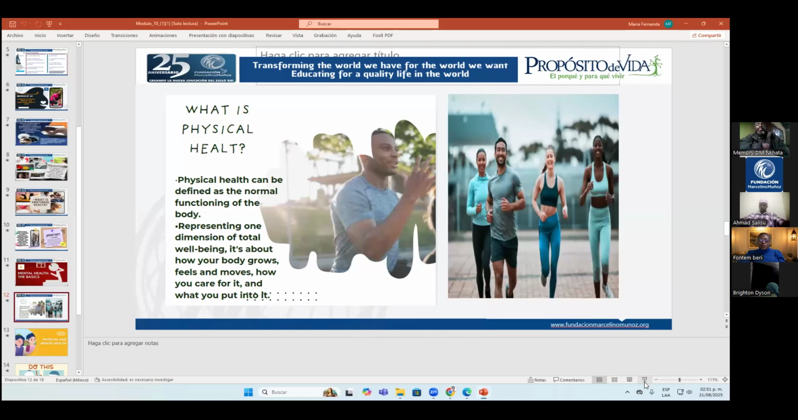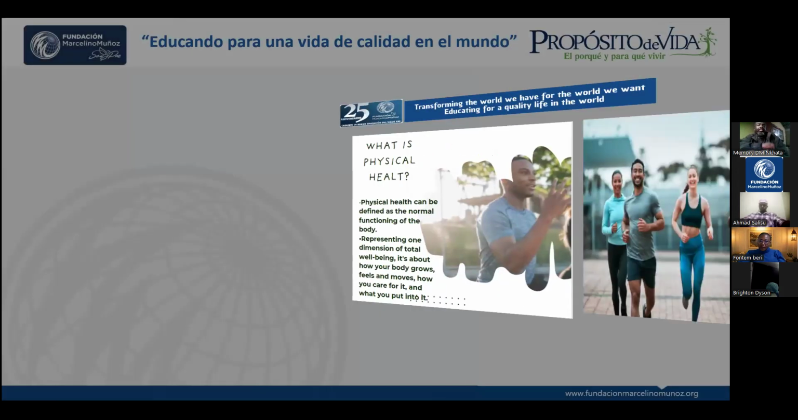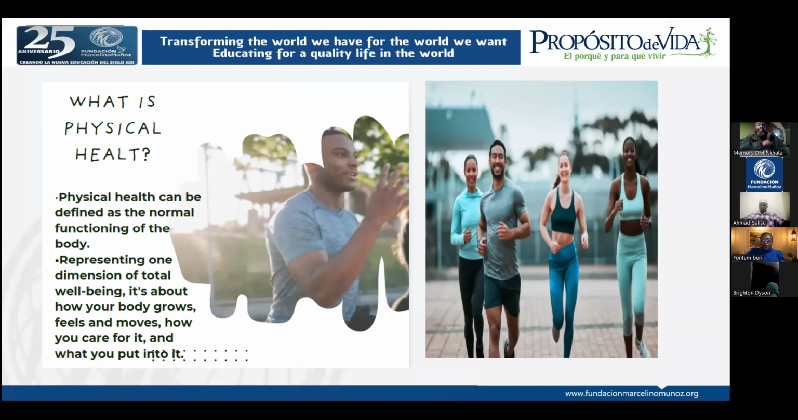Now, what is physical health? I'll read it. Physical health can be defined as the normal functioning of the body, representing one dimension of total well-being. It's about how your body grows, feels, and moves, and how you care for it, and what you put into it. This also explains, what do you put into your mind? What do you eat? How do you relate to the environment? How do you relate to your peers in the communities?